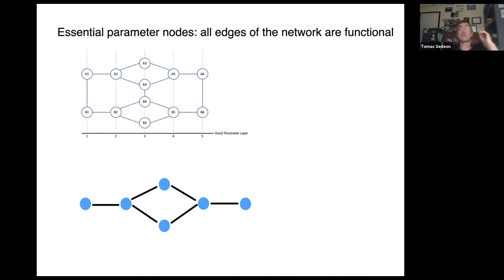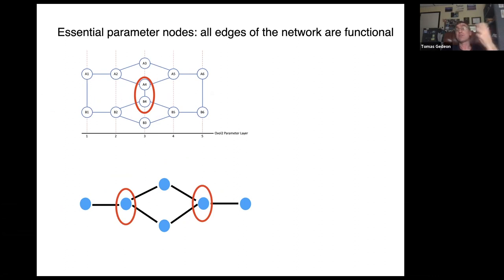I don't want to talk about this too much. This network is quite large, and the size of the parameter graphs are in the billions. So what we have done, we concentrated on something which is called essential nodes, which are basically nodes where every single edge and everything in the network is functional.